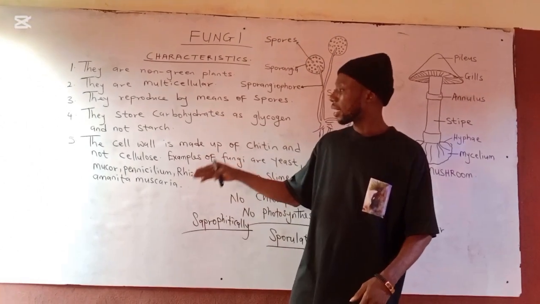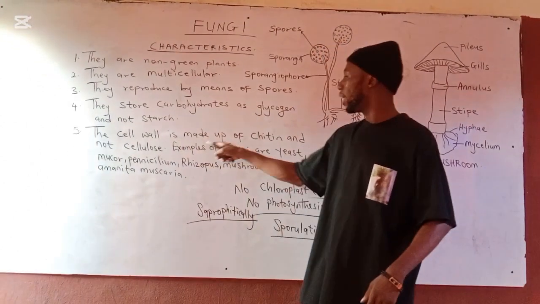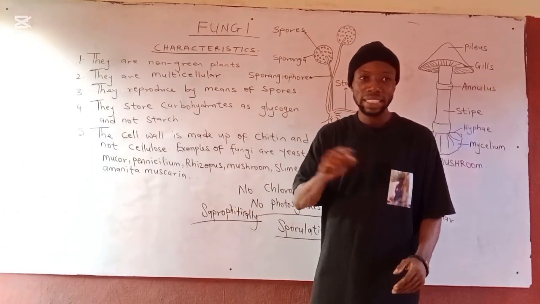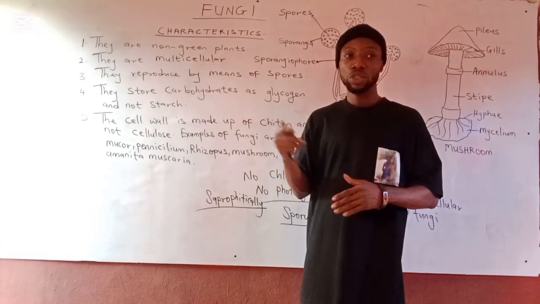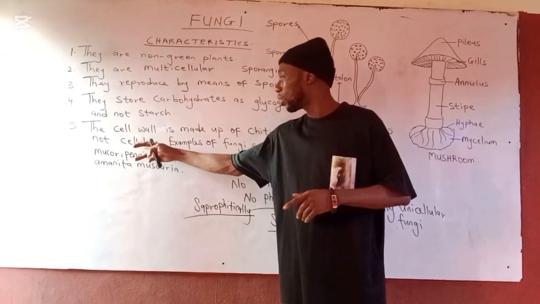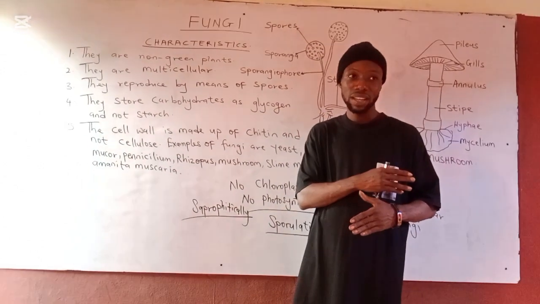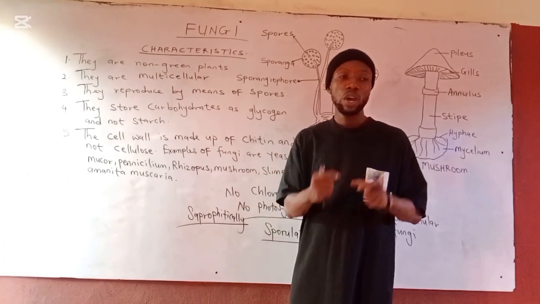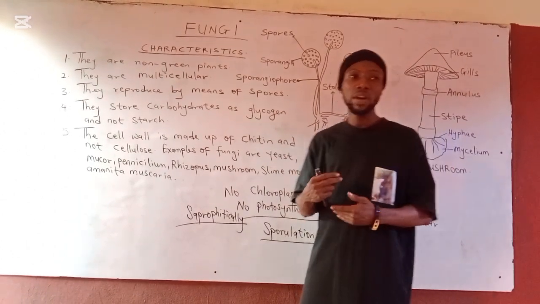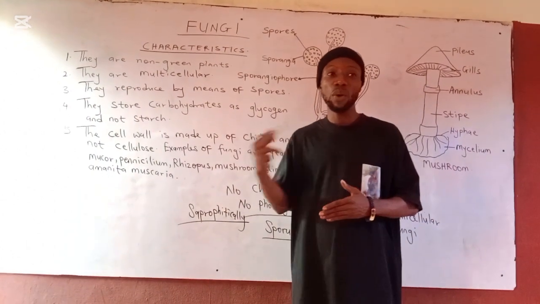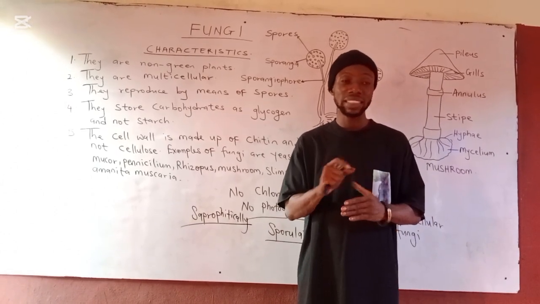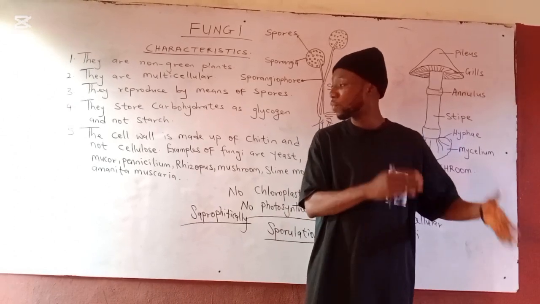The next characteristic is that the cell wall is made up of chitin and not cellulose. Fungi store their excess glucose in the form of glycogen, not in the form of starch or cellulose as seen in other plants. And because of that reason, cellulose is absent in the cell wall. In the cell wall of fungi, we have a type of polysaccharide known as chitin. So fungi possess a chitinous cell wall and not a cellulose cell wall, because cellulose and starch are typically absent in the cell wall of fungi.